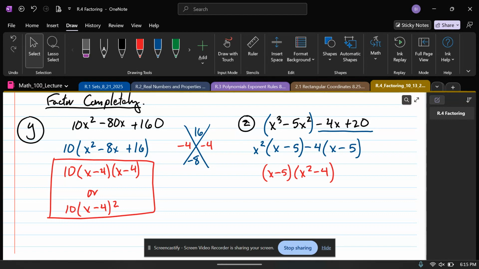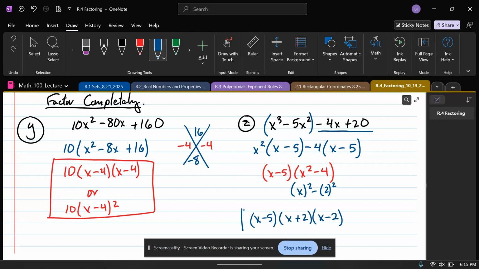Will one of those factor further? Which one? Why? Difference of squares. Very good, Brooklyn. The difference of squares, because x squared is a square and 4 is 2 squared. So that's a difference of squares that I can factor as x squared minus 2 squared. So that's going to be x minus 5, and then my factors are going to be x plus 2 and x minus 2. And that is factored completely with that polynomial.